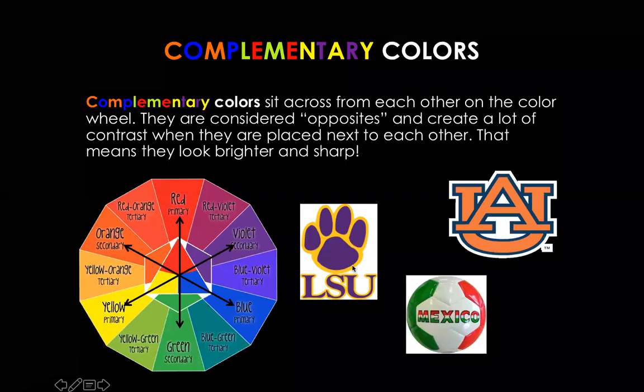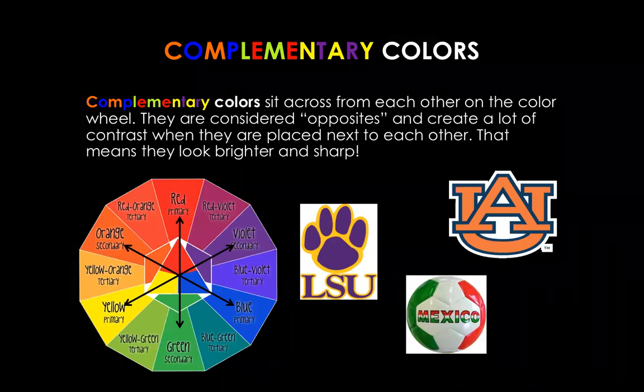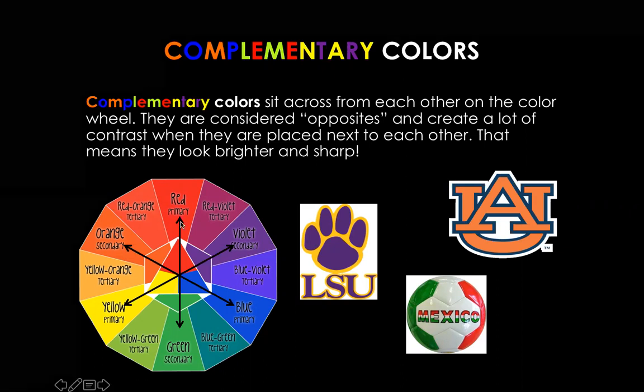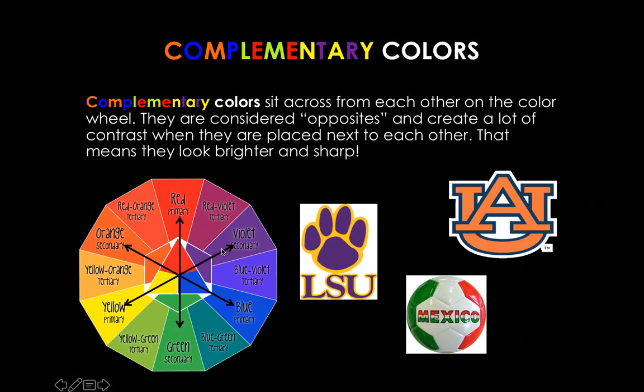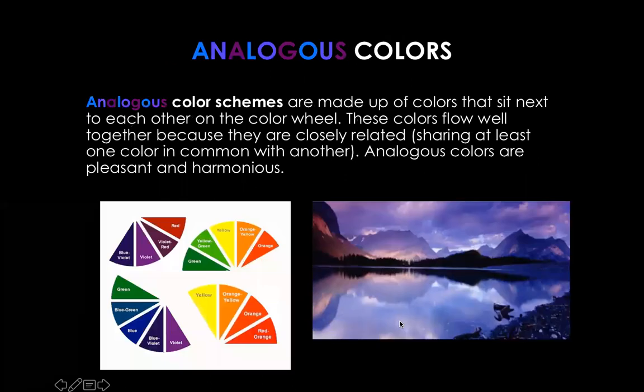All right, now we're going to talk about complementary colors. Complementary colors sit opposite each other on the color wheel. If they are placed right next to each other, they create some contrast because they are opposites. I drew some arrows to give you a better visual, and I also provided some different examples. So red's complement color is green, yellow's complement color is violet, and blue's complement color is orange. Here are some examples for you.